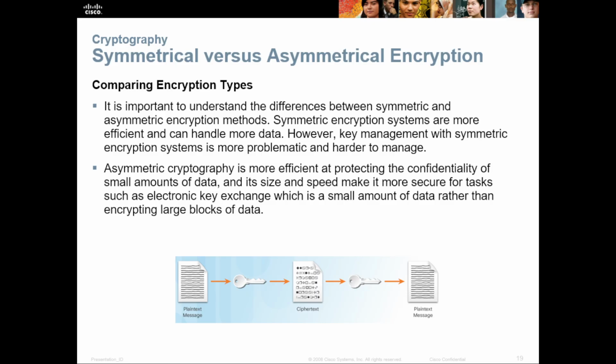So you also need to know that symmetric encryption systems are much more efficient and can handle larger amount of data. All right. So, however, it can be cracked. So the key management with symmetric encryption system is more problematic and harder to manage. All right. But the asymmetric, on the other hand, is more efficient at protecting the confidentiality of small amounts of data, and its size and speed make it more secure and harder to crack.